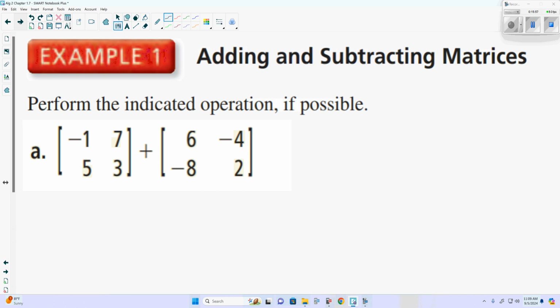Questions on this so far? All right. So we feel good with addition and subtraction, yes? All right.